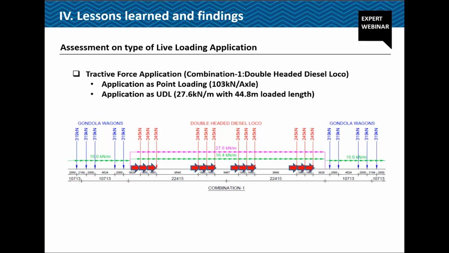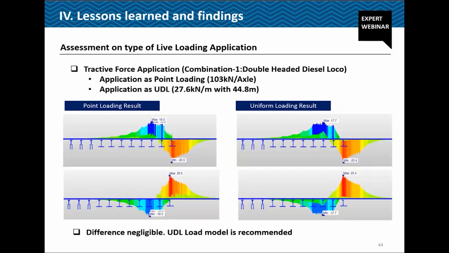I have just done this to understand the significant difference, whether we can just use UDL loading or point loading. I have checked some detail focusing on this abutment 2 side. I applied all as a point loading in MIDAS, as well as a UDL, and we are getting almost similar results, which are comparable.